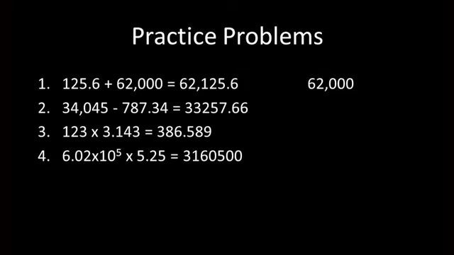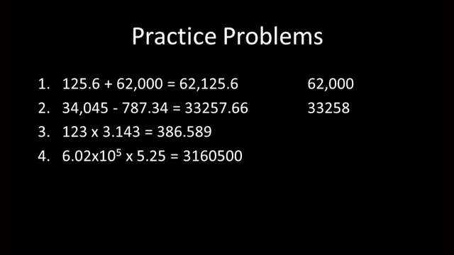Question 2, we're dealing with subtraction, but we follow the same rules as addition. We're looking for the least significant decimal place. Looking at the two numbers, the ones digit is the least significant place, so we need to round to the ones digit. So we're left with 33,258.